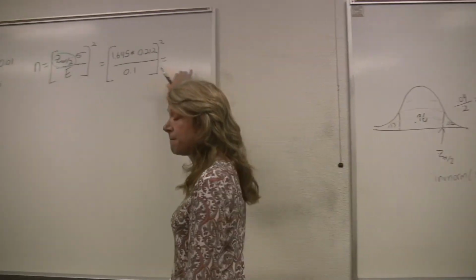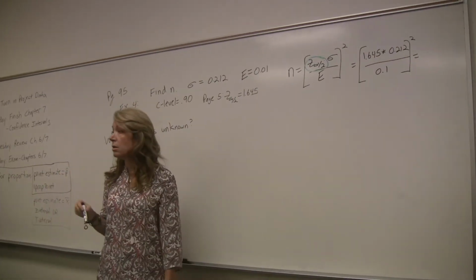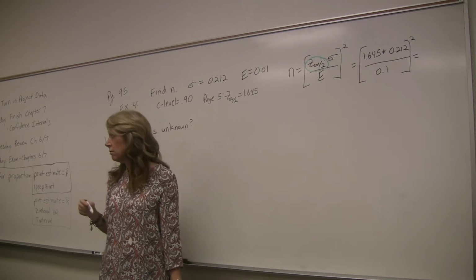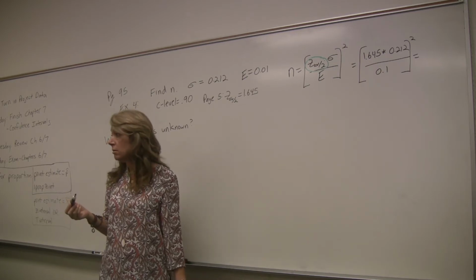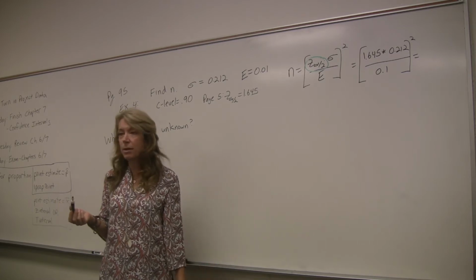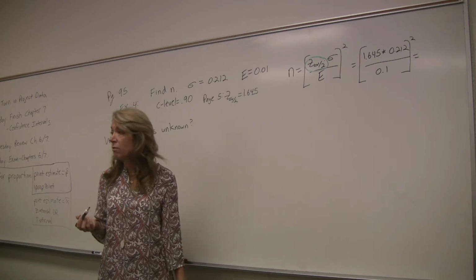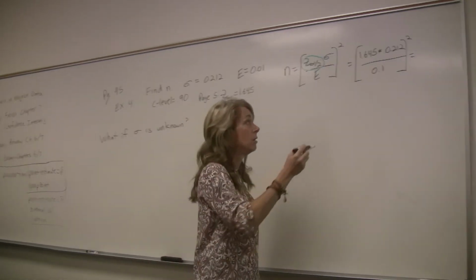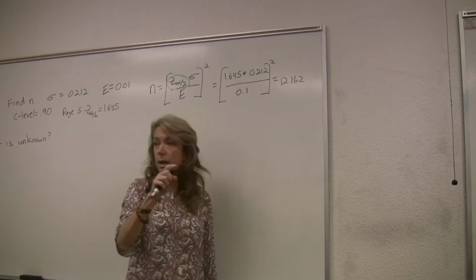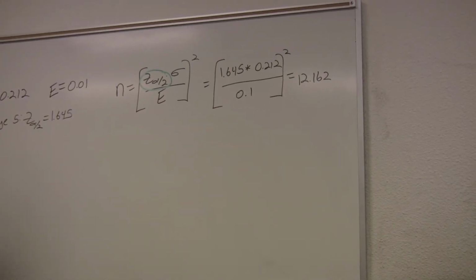So what do we get here? What's the answer? 12? I see some people nodding. 13? What's the number when you put that in your calculator? 12.162? How many people got 12.162? You got 1,000? Yeah, I got like 1,000.